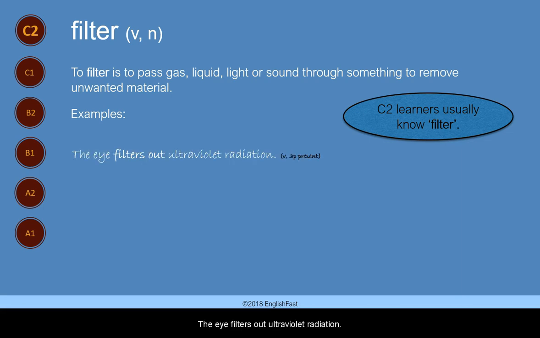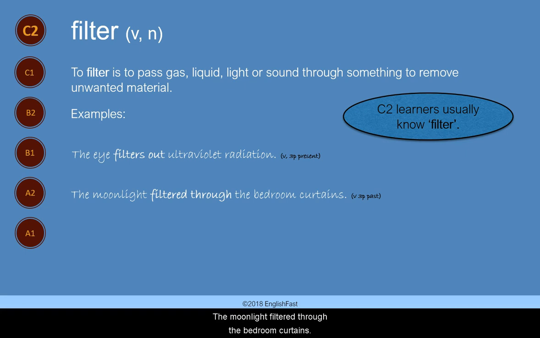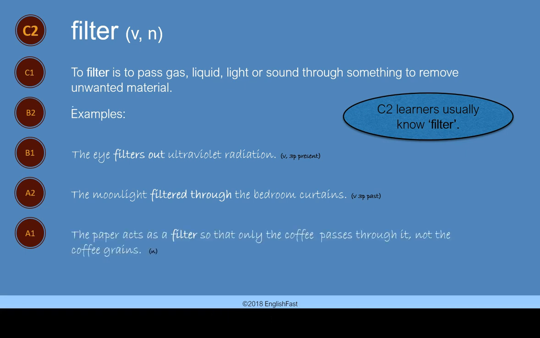The eye filters out ultraviolet radiation. The moonlight filtered through the bedroom curtains. The paper acts as a filter so that only the coffee passes through it, not the coffee grains.